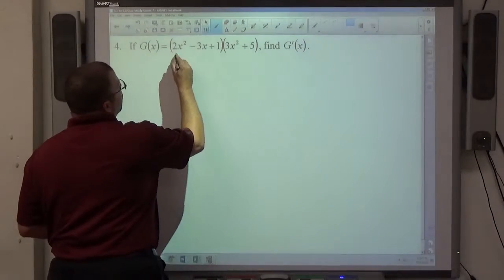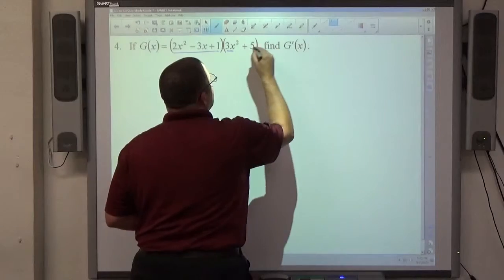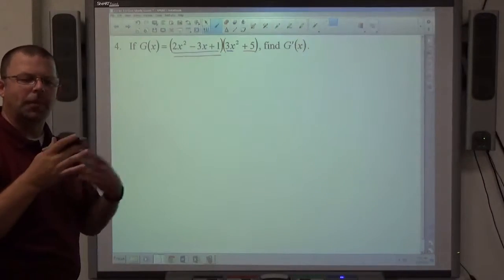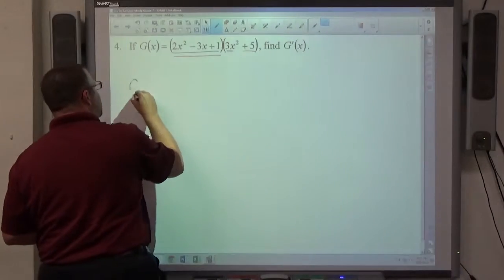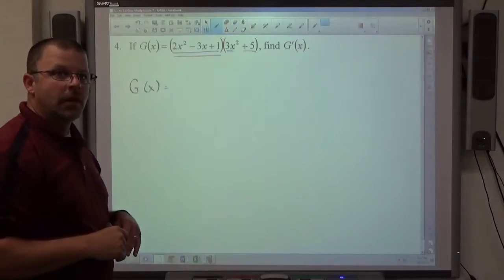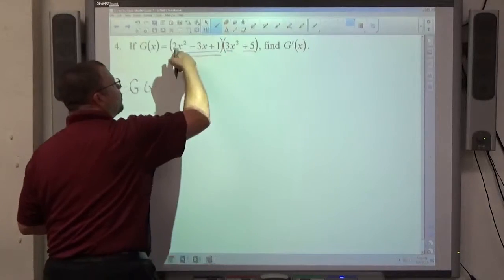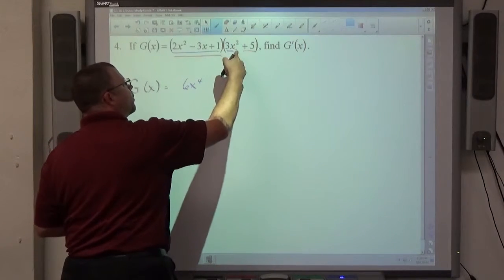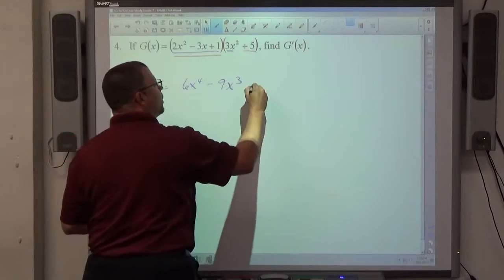The algebra I would perform here is I would take 3x squared times everything, then I would take plus 5 times everything. Then add like terms together. Do a little bit of polynomial multiplication out of this thing. So I'm going to say g of x equals, again I'm doing algebra right now, so I'm not going to write g prime yet. If I do my 3x squared first, 3x squared times 2x squared is 6x to the 4th. 3x squared times negative 3x is negative 9x cubed. 3x squared times 1 is 3x squared.